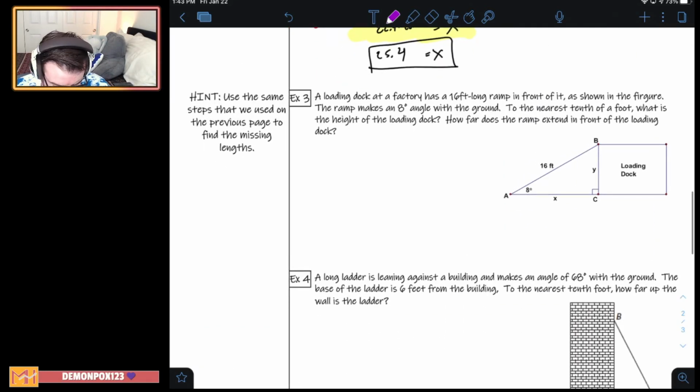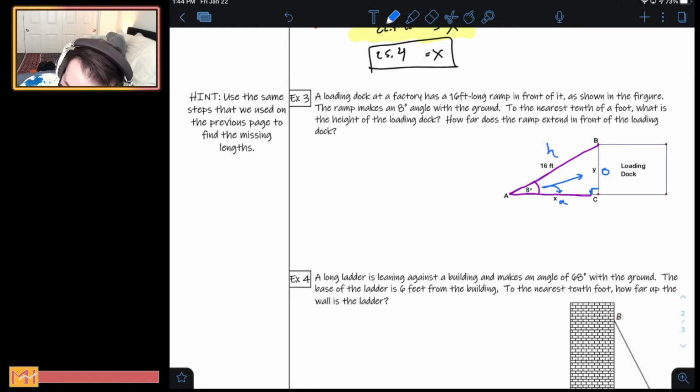So this is pre-drawn for us, this loading dock here. A loading dock at a factory has a 16-foot long ramp in front of it. So here's our beautiful 16-foot long ramp, as shown in the figure. The ramp makes an 8-degree angle, so beautiful, there's our 8-degree angle. To the nearest tenth of a foot, what is the height of the loading dock? And how far does the ramp extend in front of the loading dock? So we have two answers. So we are trying to solve for the opposite side and the adjacent side. And this right here is the hypotenuse.